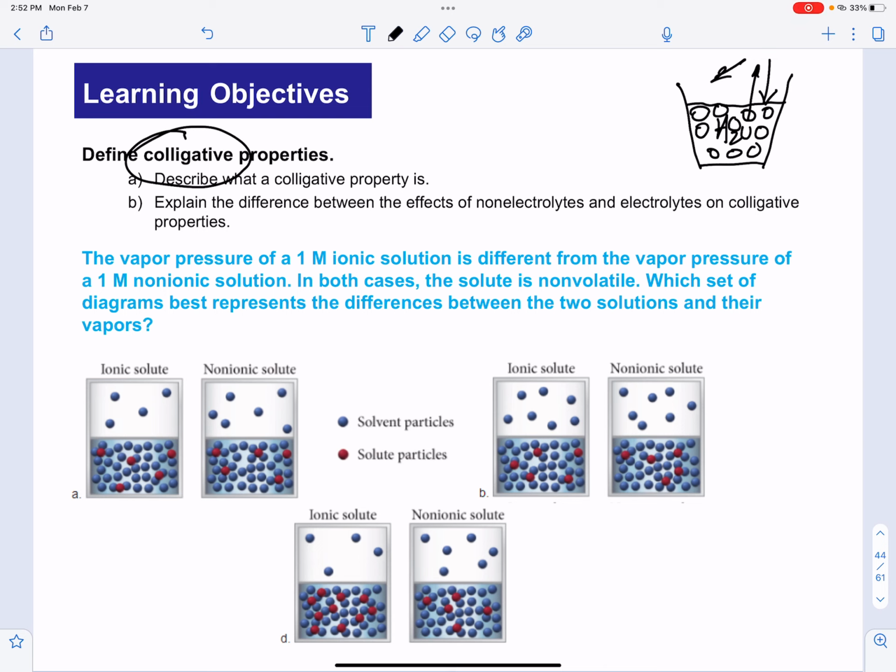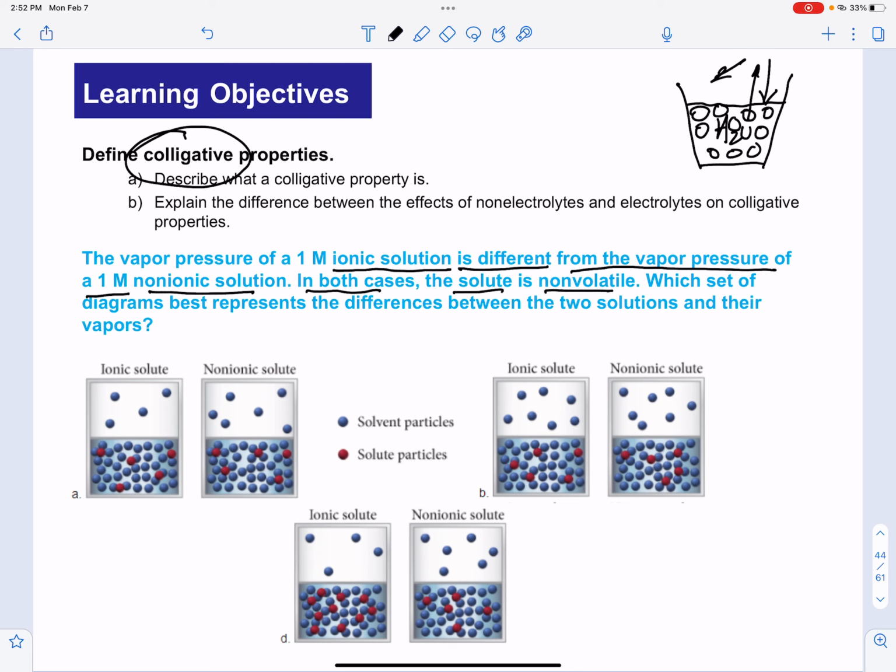The vapor pressure of a 1 molar ionic solution, so we have ions in the water, is different from the vapor pressure of a 1 molar non-ionic solution. So depending on the solute, the property is going to change. The vapor pressure of the one with the ions is going to be different than the vapor pressure of the one with the non-ions. In both cases, the solute is non-volatile.